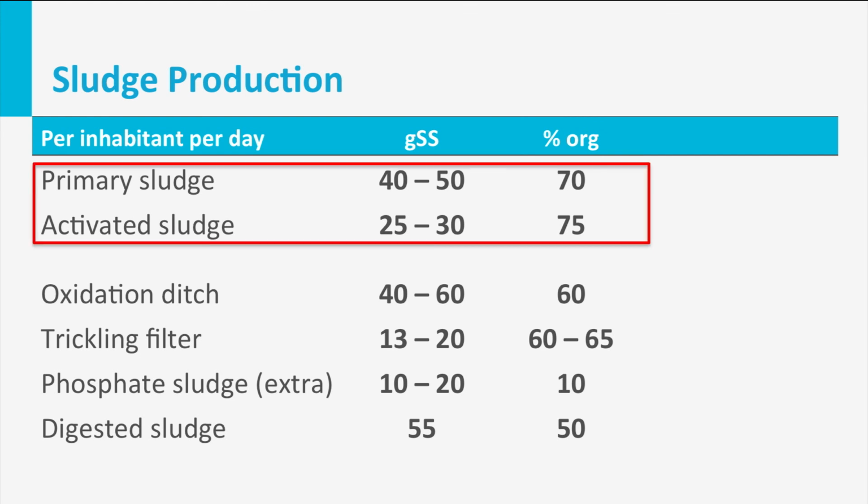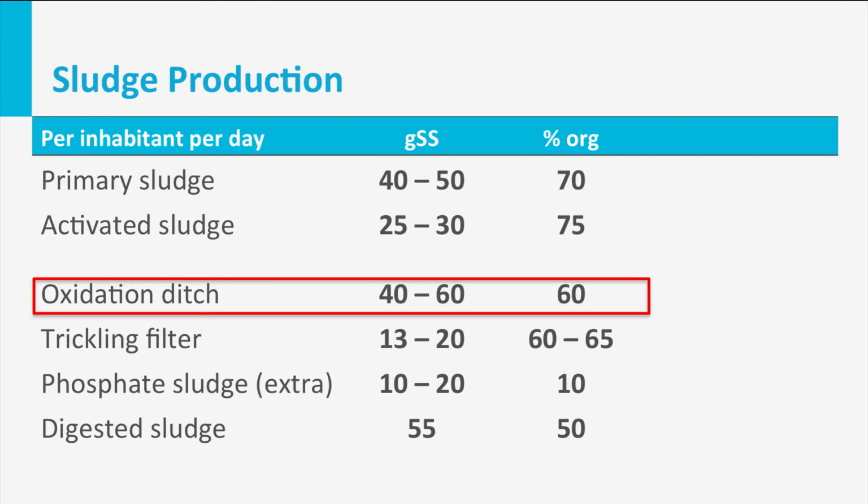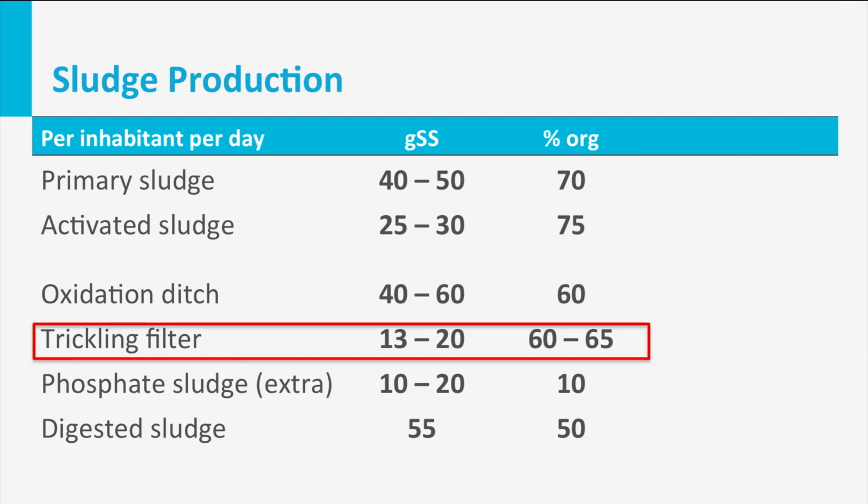High-loaded activated sludge systems equipped with both primary and secondary clarifiers produce the most sludge, with a high fraction of organic matter. A high organic fraction means that the sludge is non-stabilized and requires putrefaction or stabilization prior to disposal. The sludge produced in oxidation ditches is less and more stabilized. Low-loaded trickling filters produce the lowest amount of sludge, which is also more stabilized.